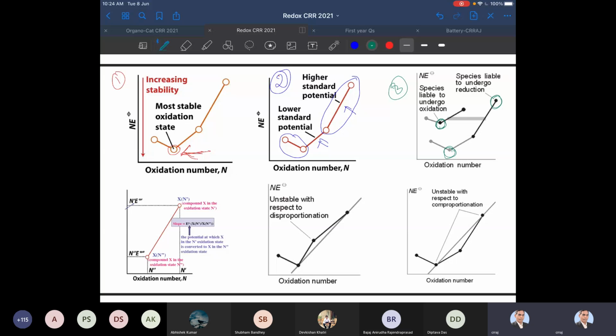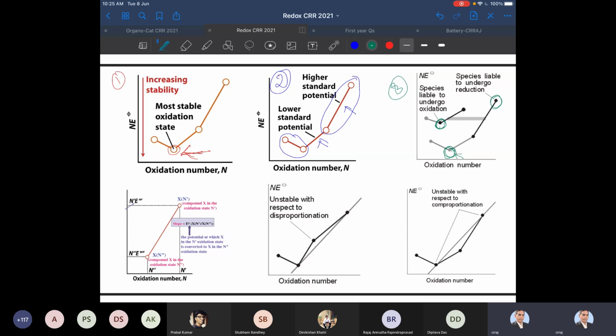Now, at the same time, what is the property? This species is liable to undergo oxidation. What does it mean? Can anybody tell? So this is an oxidizing agent, which is liable to undergo reduction. This one, the bottom one, should be a reducing agent. Right, so you will be able to see it relatively.